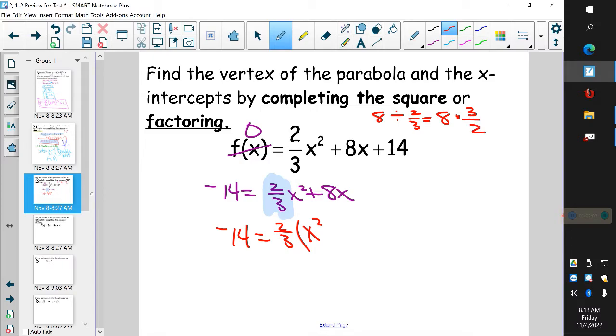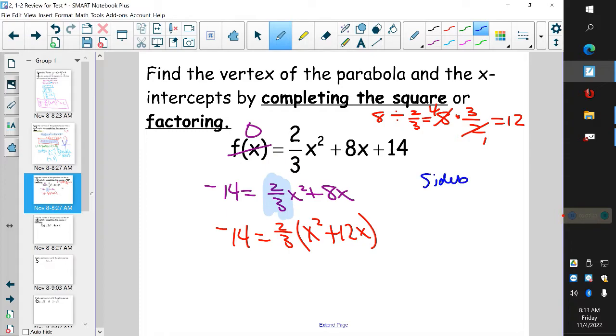Yes? 8 divided by 2 is a 4. 4 times 3 is 12. So that's going to be a 12x inside there. Does everybody understand what I did there? From this point, what do I do? Would you add the 14 back over there? 36, I have to do a sidebar from here.